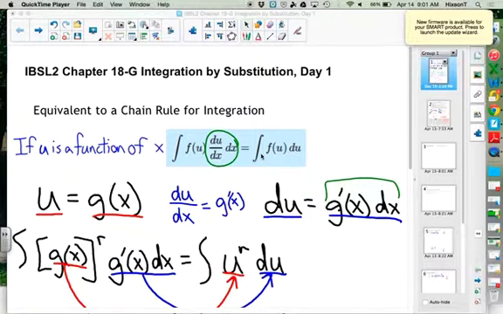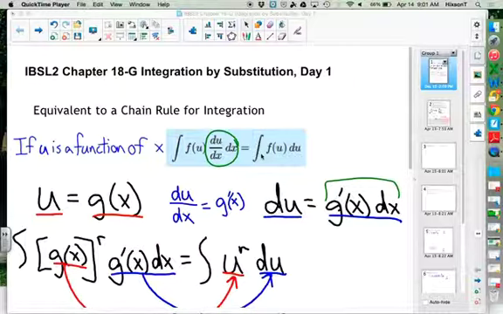Alright, so let's briefly recap our process. We're dealing with functions that are composite functions. We have this function f that's a composite of the function u. And the question is, how do we handle that? We don't have a chain rule. Alright, so let's work through our process here.